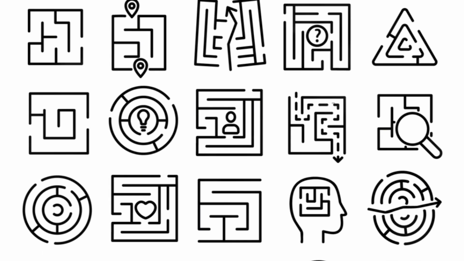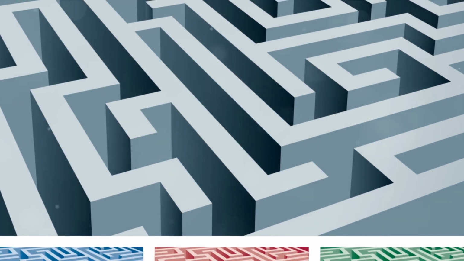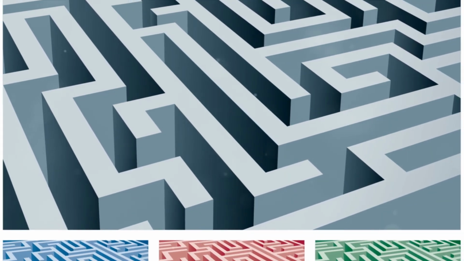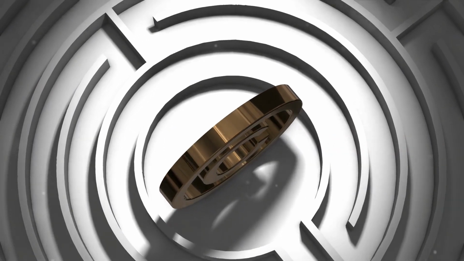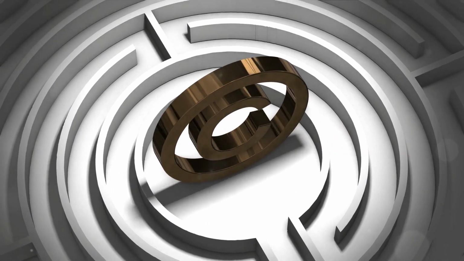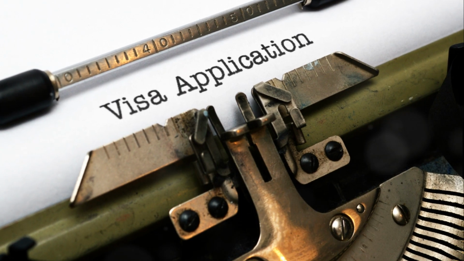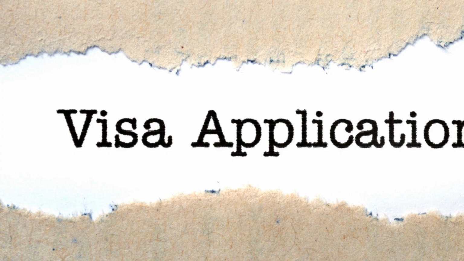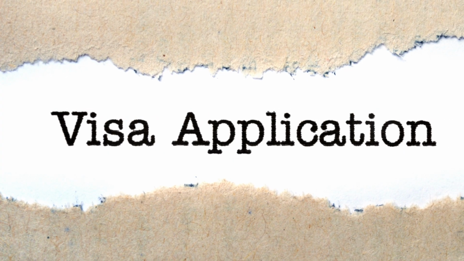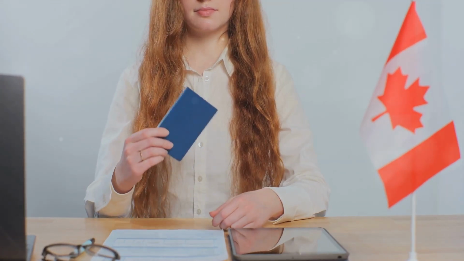Like a maze, immigration law can be complex and confusing, filled with terms and processes that can seem like a foreign language. But don't fret, that's why we're here. We'll help you navigate the maze, breaking down the complexities into digestible bits. We'll explore the different types of visas, from student to work, from tourist to permanent resident, and we'll walk you through the application process step by step. By the end of this video, you'll have a clearer understanding of the different types of visas and the process of applying for one.